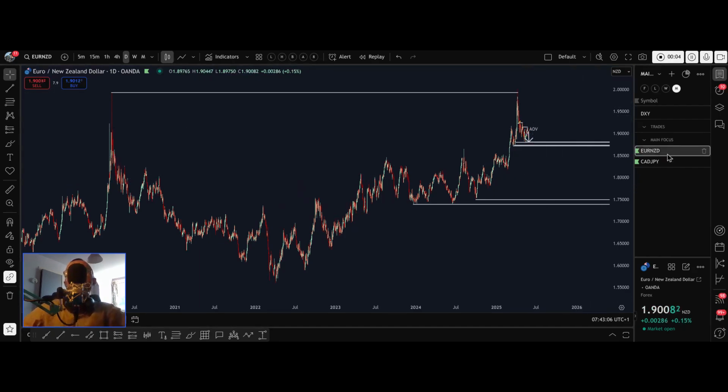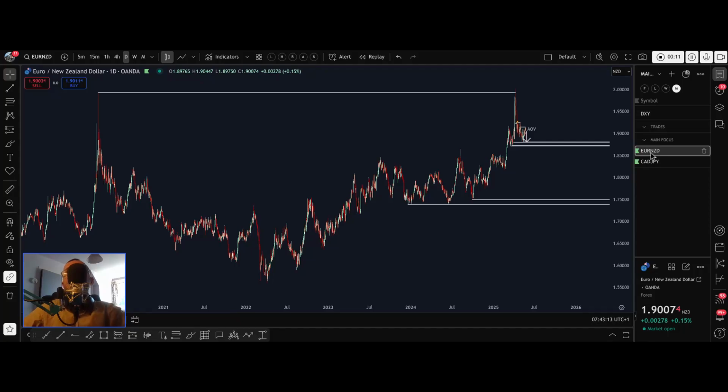So I have just the two pairs on watch today. Those are Euro Kiwi and CAD Yen. So let's break down the first of these pairs, Euro Kiwi.